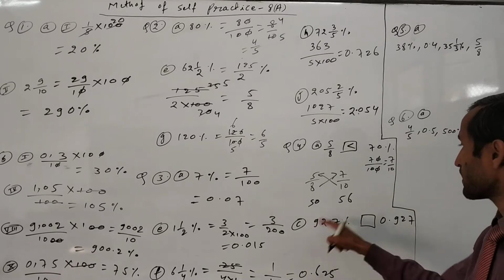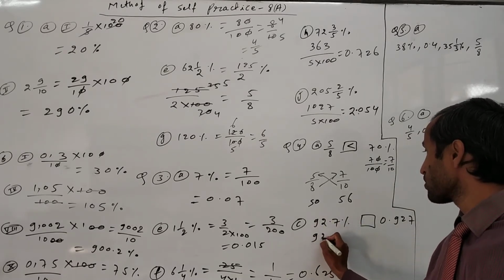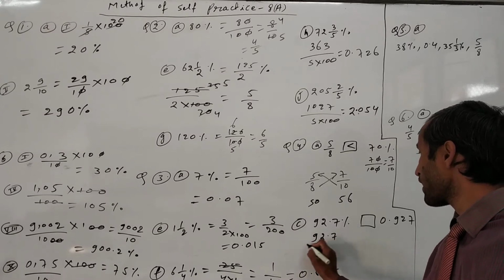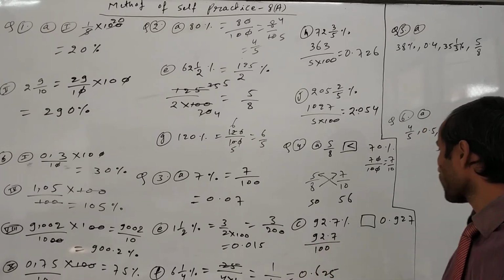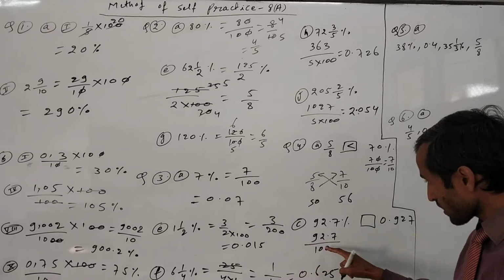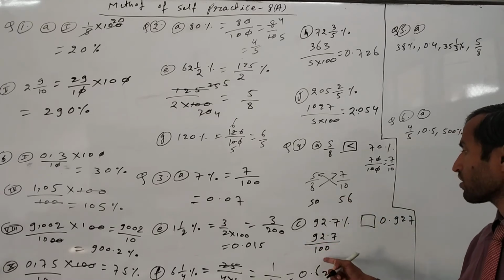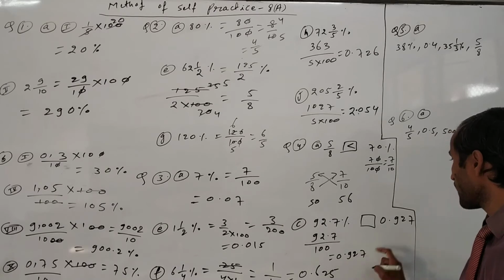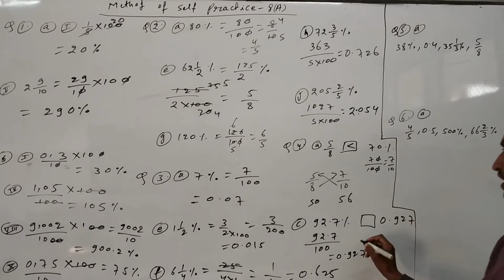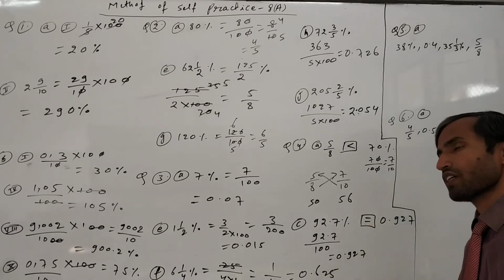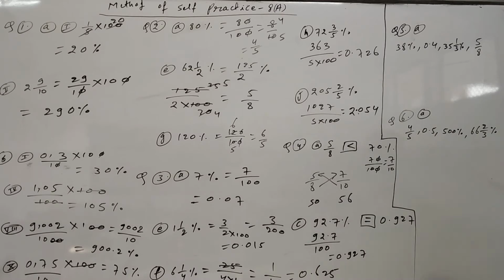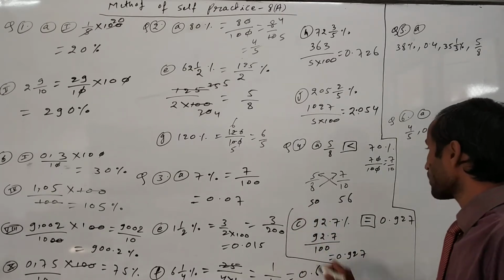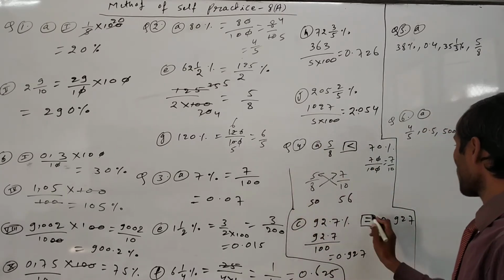First of all, this percentage converts into a fraction. So 92.7 upon 100 it will come, or you can convert directly into the decimal. So it will come like this: 0.927, here 0.927. Both are equal, so you just put an equal sign here. There is no less than or greater than. Both are equal here, so you put the equal to sign.